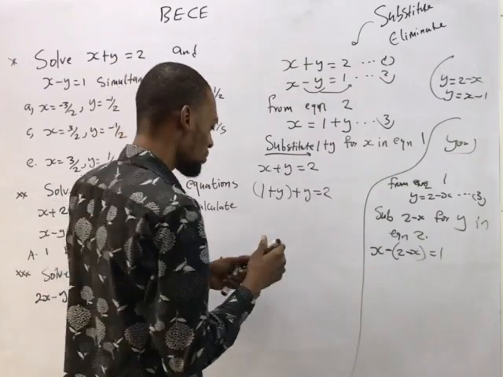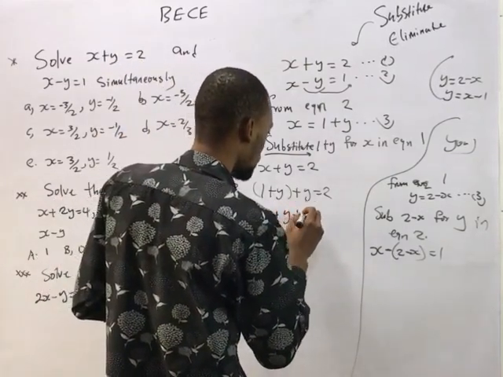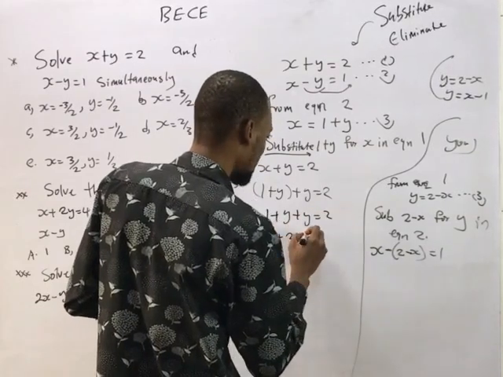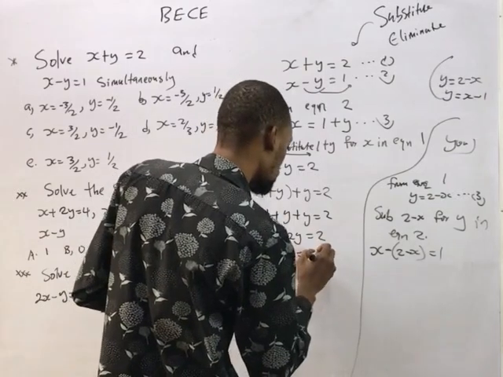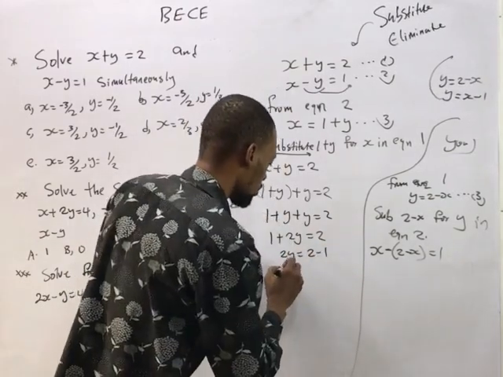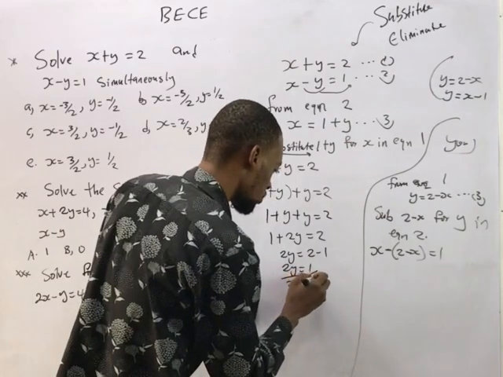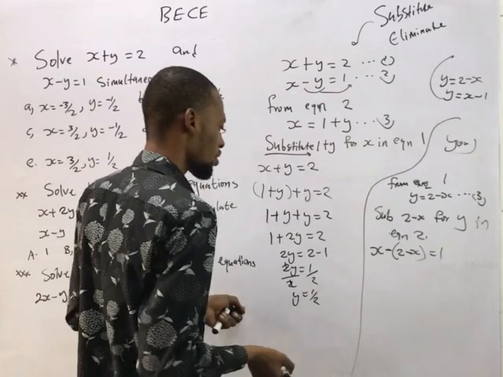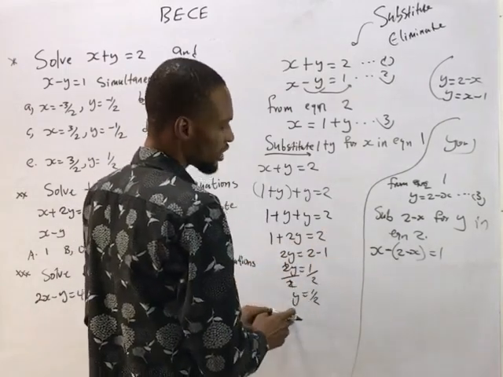So now here, I will simply say 1 plus y plus y is equals 2. 1 plus 2y is equals 2. So 2y is equals 2 minus 1. 2y is equals 1. Dividing both sides by 2, y is equals 1 over 2. Here I collected like terms, and here I simplified.